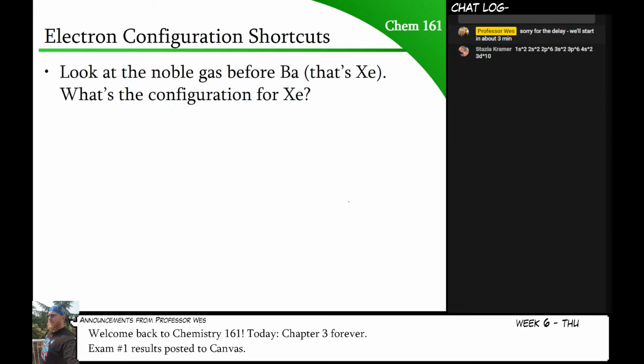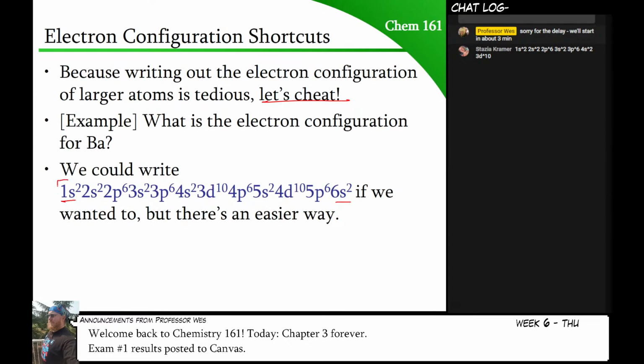And that easier way is if I go like this and I look at xenon, and then I compare that to where barium is. So this right here that I'm going to box in, this is just xenon, isn't it? And so we're going to call this the noble gas shortcut. You can think of the noble gases on the periodic table, for electron configurations anyway, as checkpoints.